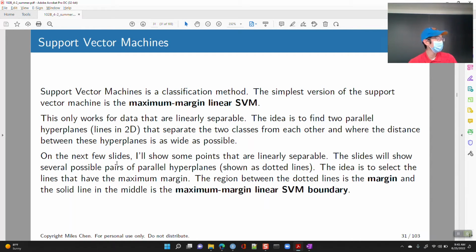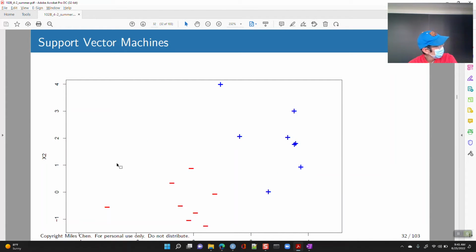Okay, so the maximum margin linear support vector machine only works if your data is linearly separable. If we can draw a straight line that's going to separate our two classes, and we try to draw two parallel lines like a highway that's as wide as possible to separate our two classes, right? So here, this is blue and red, and we want to draw the widest possible highway, and that will form the boundary, okay?